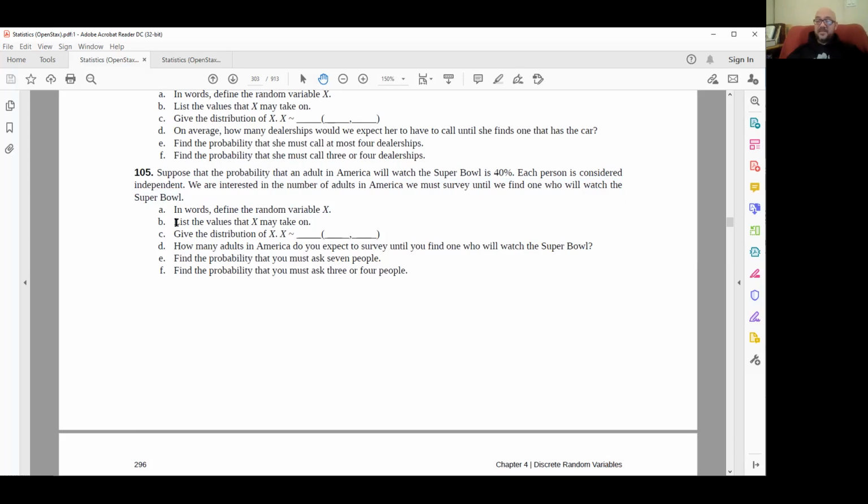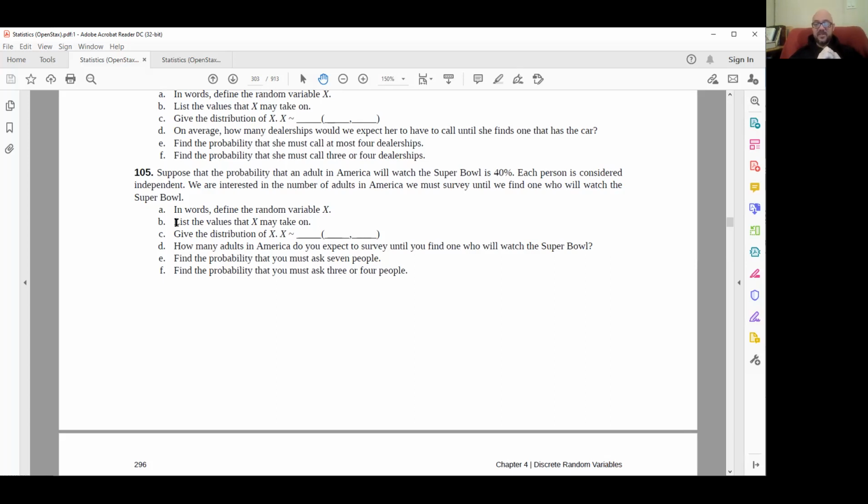List the values that x may take on. It could be a lot, right? It could be 1 or possibly 2 or 3 or 4, or we could get super unlucky and call literally everyone in America who's not watching the Super Bowl before we hit the first person who is. So that would be some large number of people. There are 200 million-ish adults, maybe 220 million adults in America, something like that. So we could call 60% of 220 million adults. So you can't list all those.